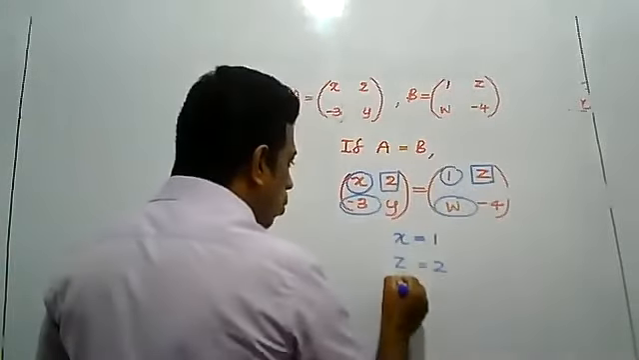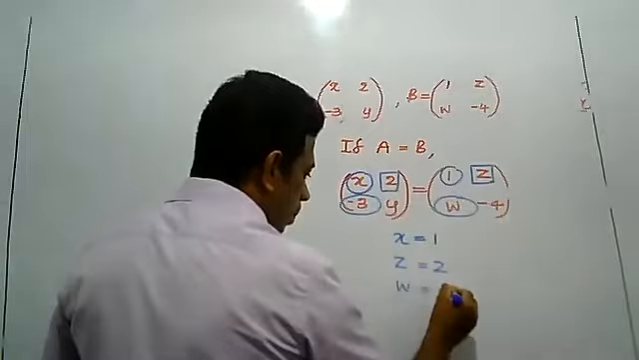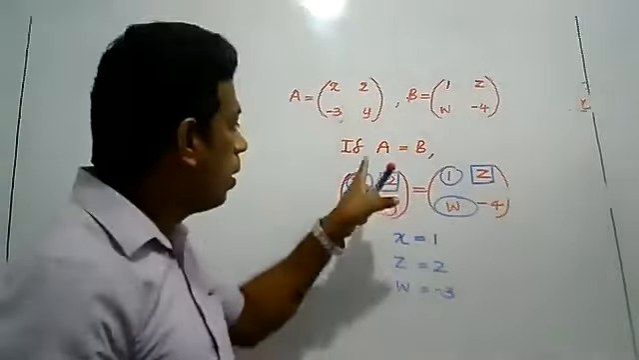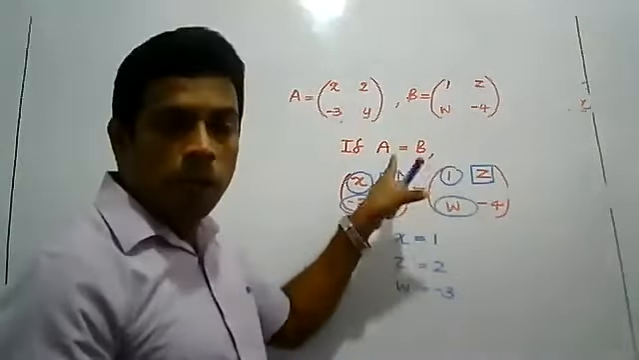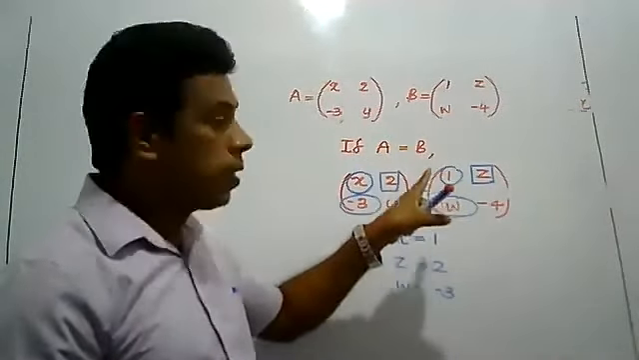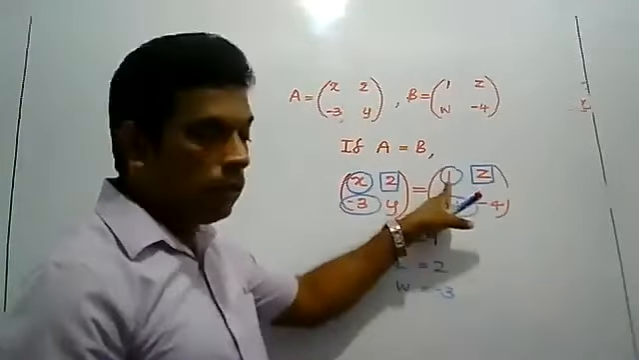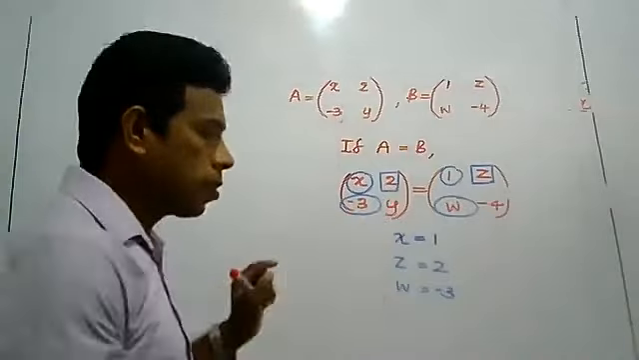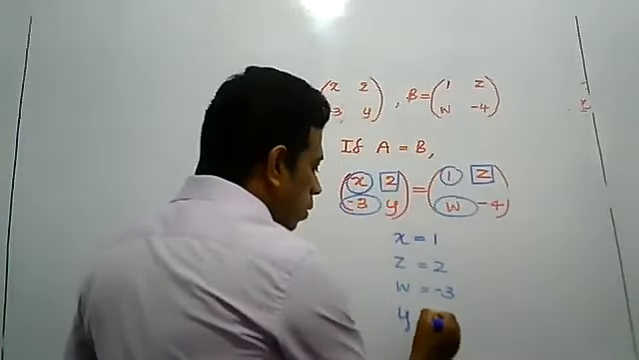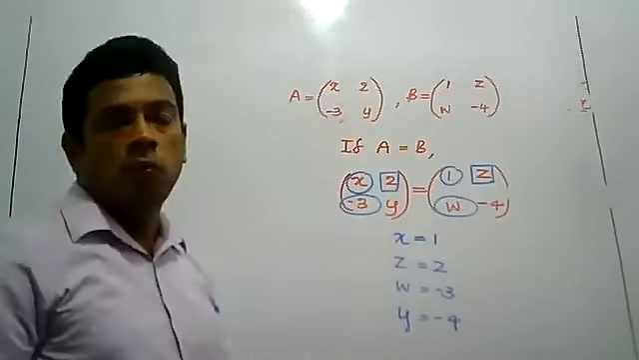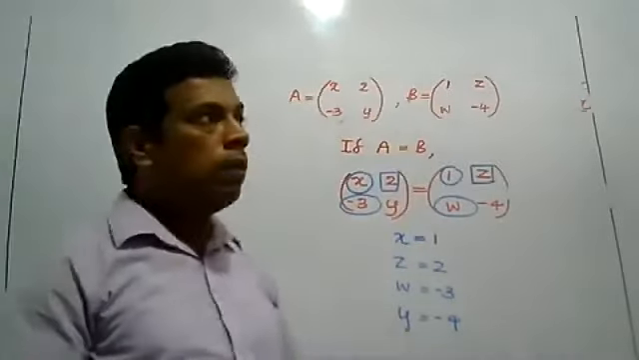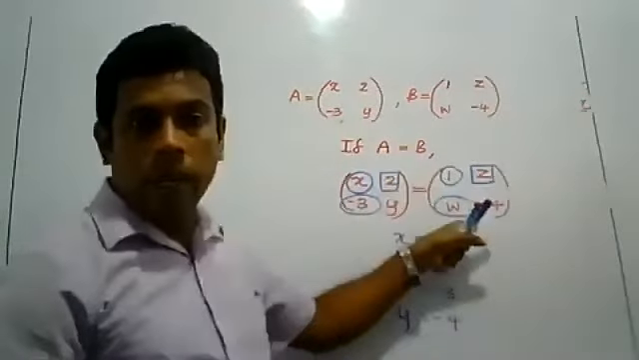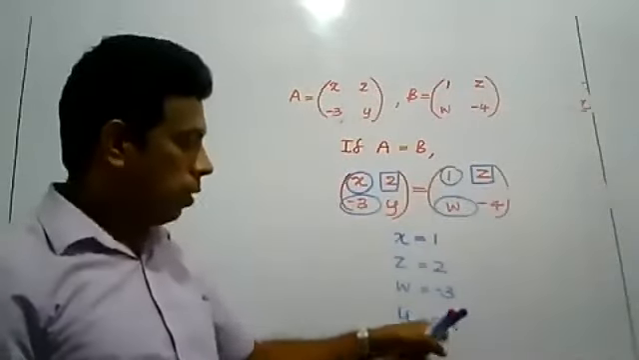W equal to minus 3. Corresponding element, X equal 1. When A and B are two equal matrices, X equal 1, Z equal to W equal minus 3 and Y is equal to minus 4. Then when two matrices are equal, we want to know that two matrices should be in the same order and corresponding elements should be equal.